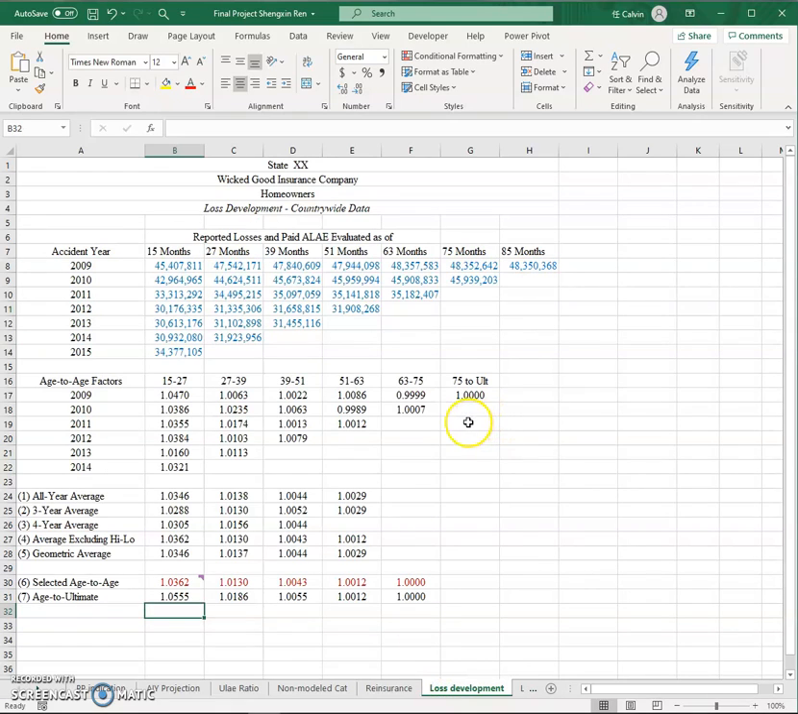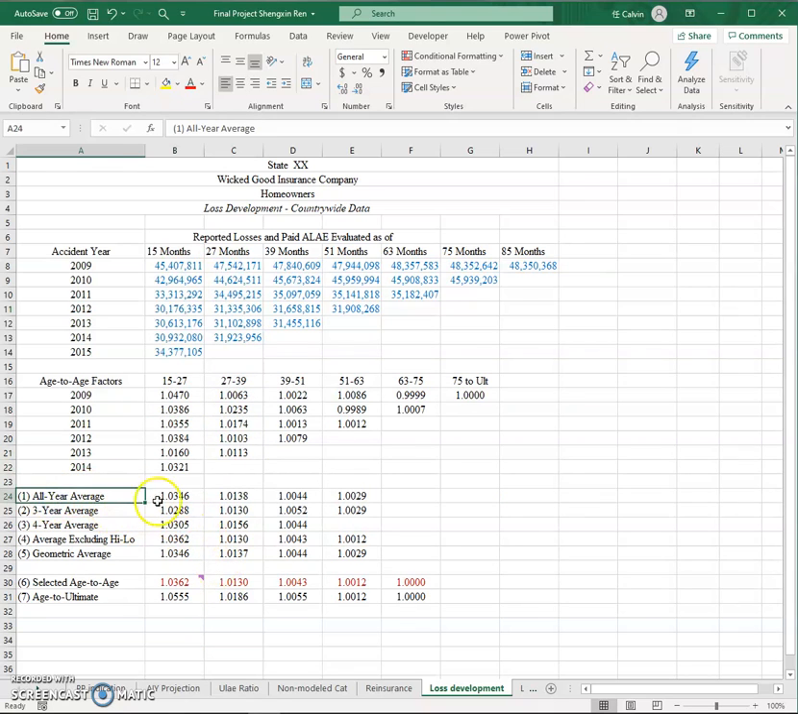And the next worksheet, loss development. As we can see from 2009 to 2015, the numbers are given as Chandler method. And for age-to-age factors, for 15 to 27, we use 27 months divided by the 15 months. And same for the rest of the numbers. You check it here. Same.